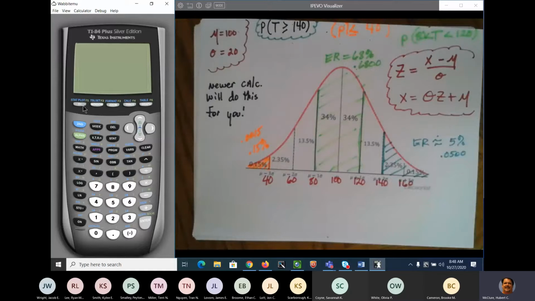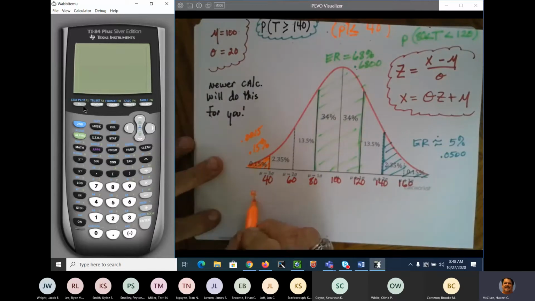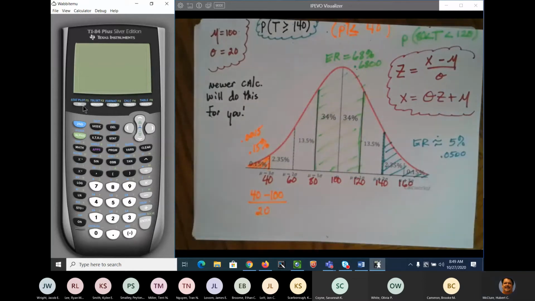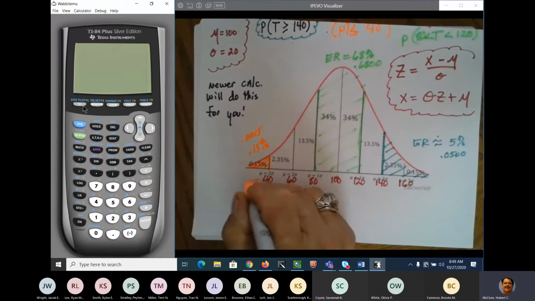Now, here's how you do it if you have an older calculator. You've got to turn each one of these into a z-score. So with that being said, the orange is going to be 40 minus 100 over 20. And 40 minus 100 is negative 60, and negative 60 divided by 20 is negative 3. So my z-score for 40 is equal to negative 3.